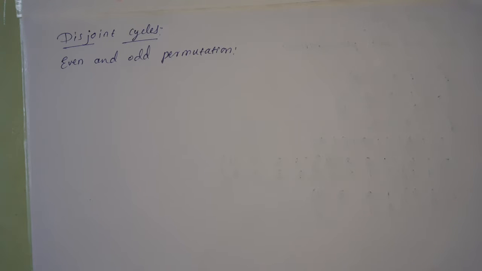So any two cycles are said to be disjoint if they have no common element between them, means if the intersection of them is null set, then those two cycles are called disjoint cycles. If there are more than two cycles, then also we can define: if there is no common element between the given cycles, then those cycles are called disjoint cycles.